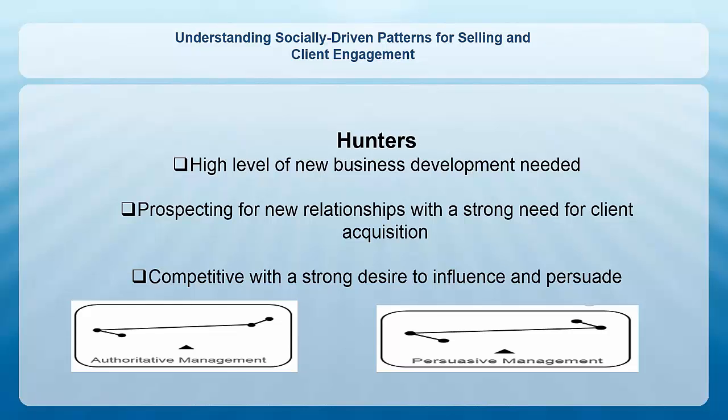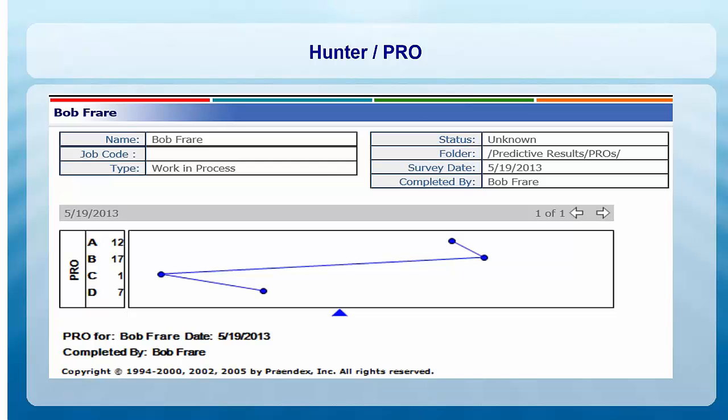As we look at this a little bit closer, here's a pro that is a sample. This happens to be a pro that I did in thinking about our own predictive results associate. This is a pro that I came up with, and you can obviously see this is a combination of both a persuasive pattern and an authoritative pattern. And I think we have proven, which I'll show you in a second, when we go to develop a job pattern from this, that this pattern can be a very, very good hunter or some combination of them.